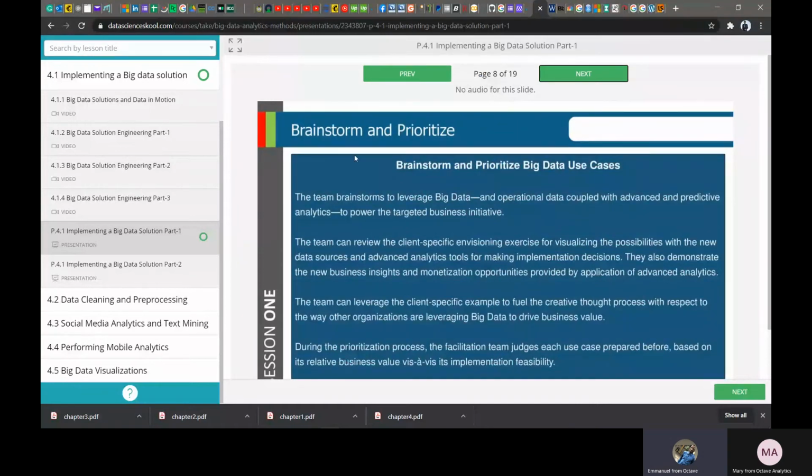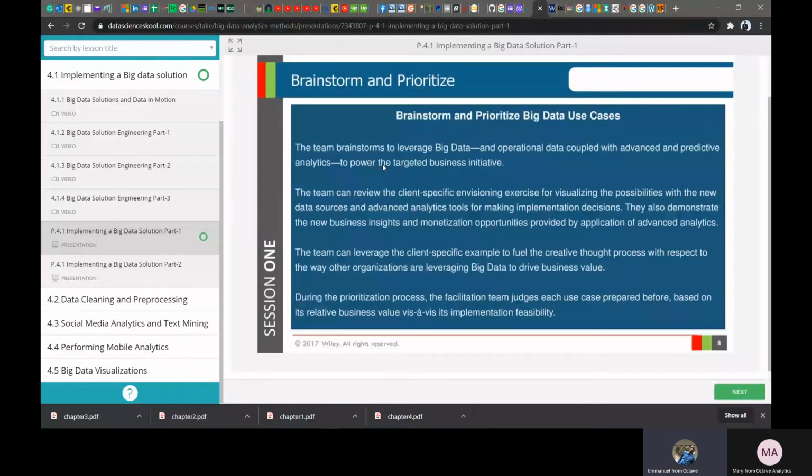Brainstorm and prioritize. Here the team brainstorms to leverage big data and operational data, coupled with advanced and predictive analytics, to power the business initiatives. Now, the team can review the client-specific envisioning exercise for visualizing the possibilities with the new data sources and advanced analytic tools for making implementation decisions. The team can also leverage the client-specific example for creative thought process with respect to the way other organizations are leveraging data to provide business value.